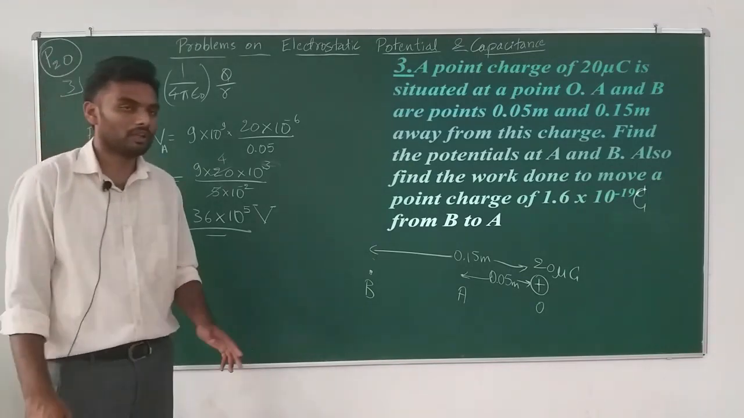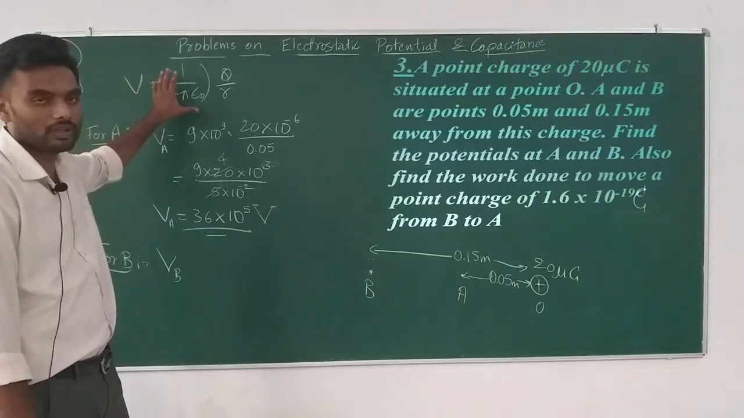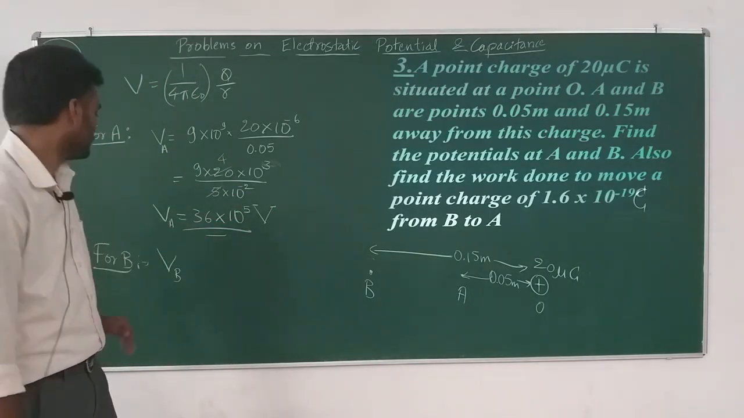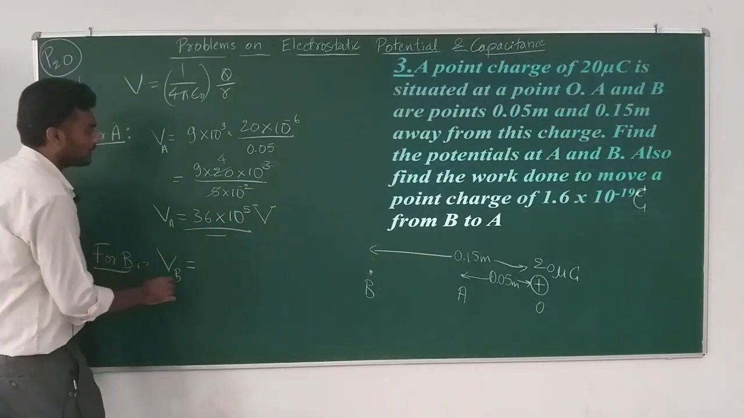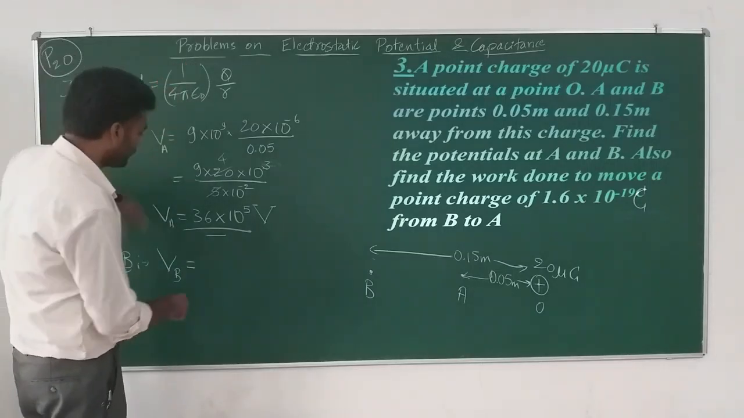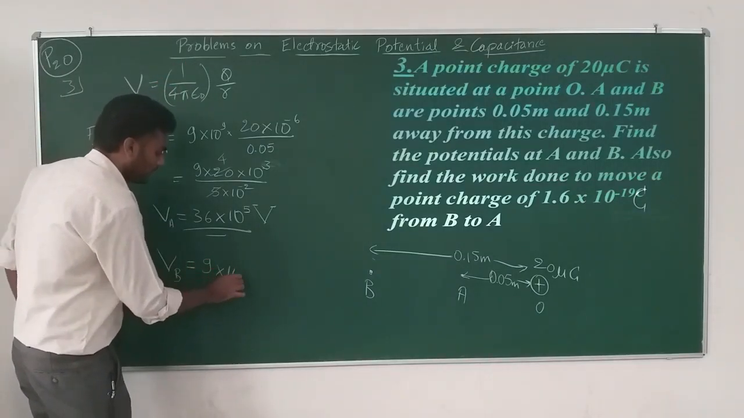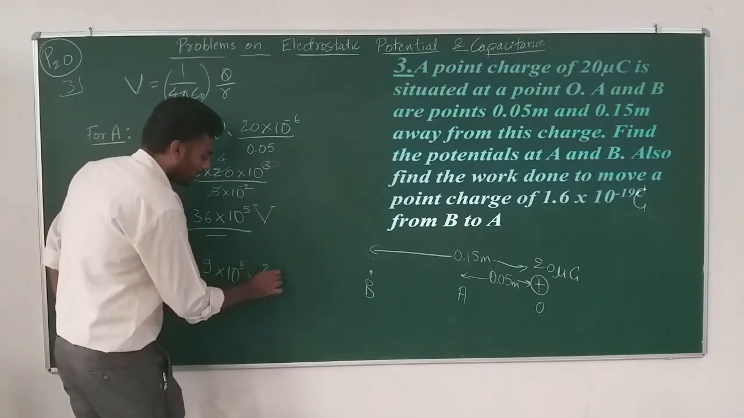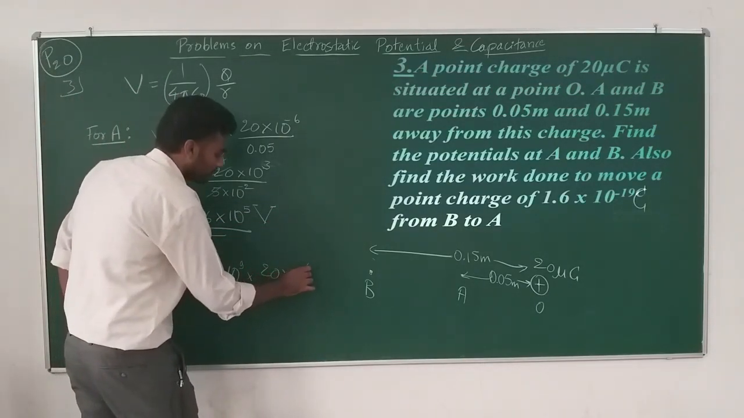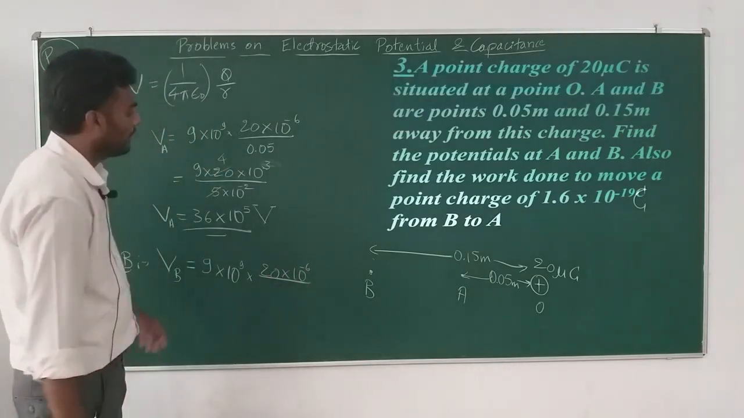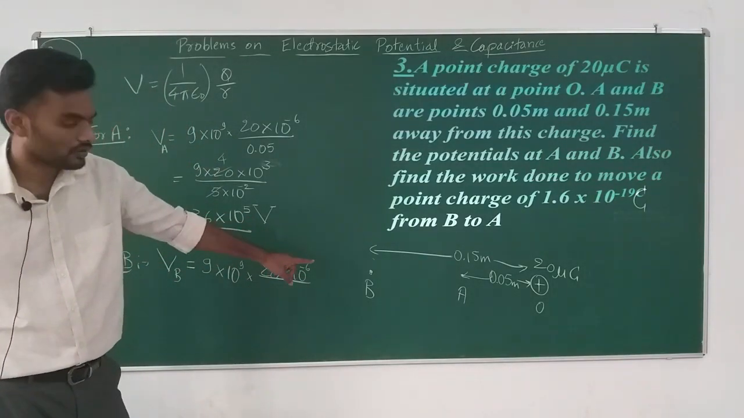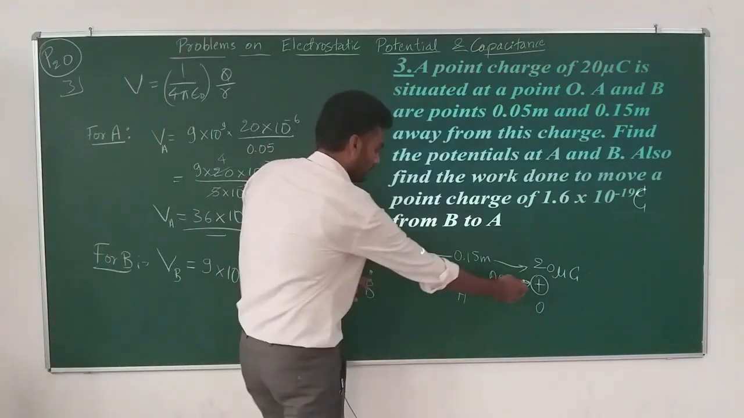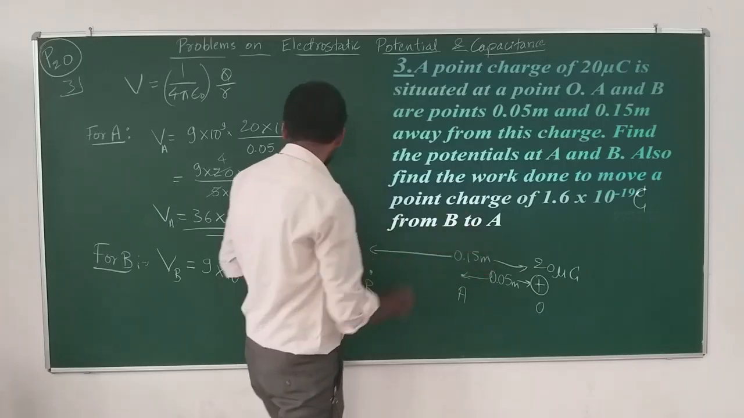No need to write the formula again. Once you wrote the general formula, it is applicable for both the situations here, so you can directly take the simplification part. VB is equal to 1 by 4 pi epsilon naught, which is 9 into 10 to the power of 9, into the charge, which is the same again, 20 microcoulomb, divided by the distance from the charge to the point B, which is not 0.05 meter, it is 0.15 meter.